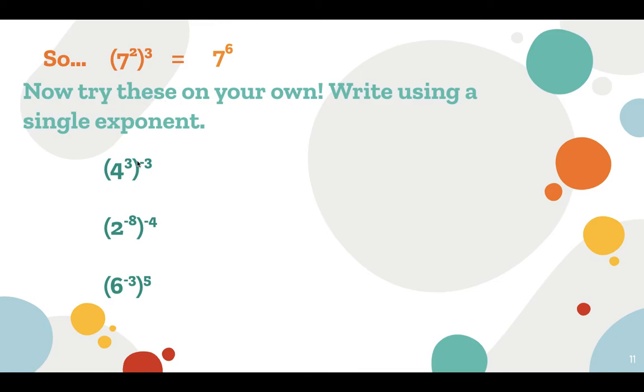All right, let's go over these. So we're going from power to power, so we're going to multiply our exponents. 3 times negative 3 is negative 9. We have unlike signs, so our answer is going to be negative. So our answer is going to be 4 to the negative 9th.